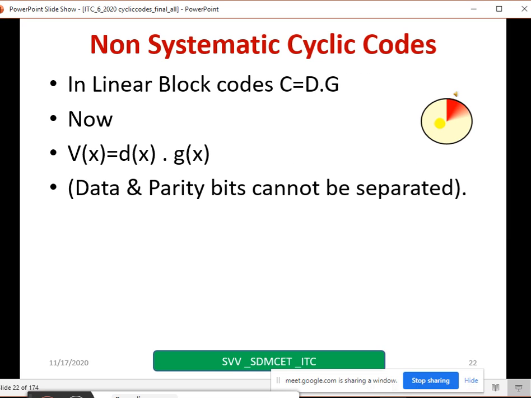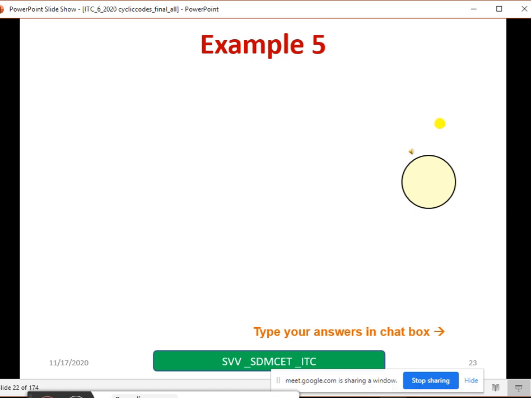Why do we say non-systematic? Because data and parity bits cannot be separated. Let me go to the next slide. Let us take one example.